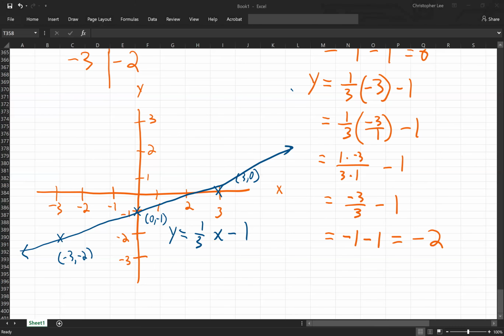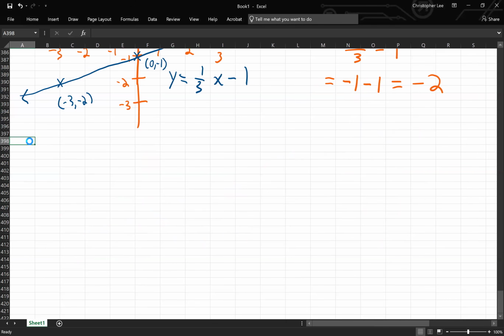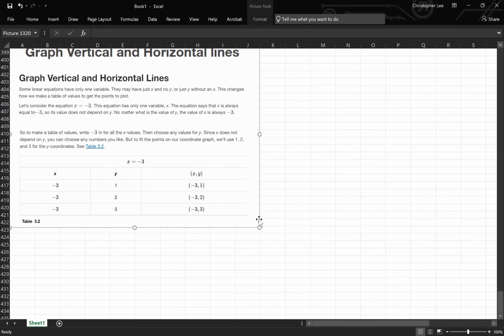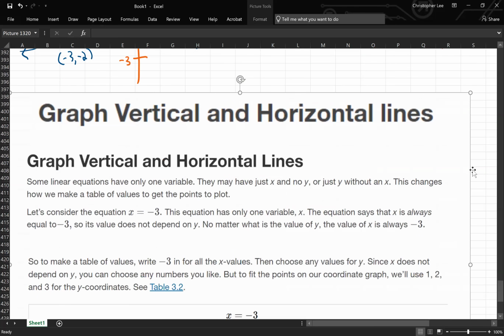I feel like for homework, you have like one question on this topic right here. So pay attention and learn it good because y'all not gonna have that many examples of it. So we're gonna be graphing vertical and horizontal lines. All right. So to graph vertical and horizontal lines, some linear equations have only one variable. They may just have x and no y, or just y without an x. This changes how we make a table of values to get the points to plot.